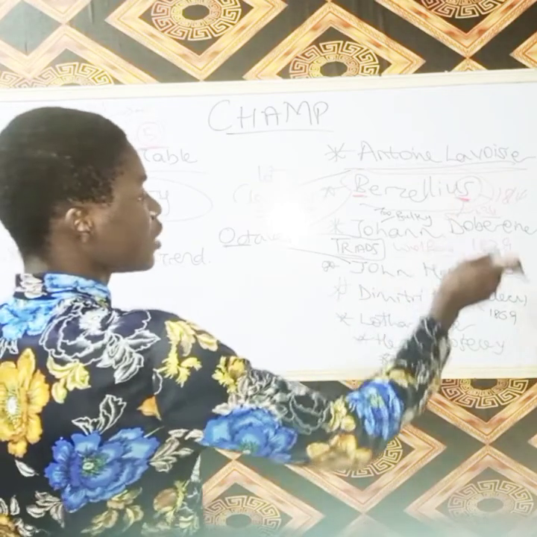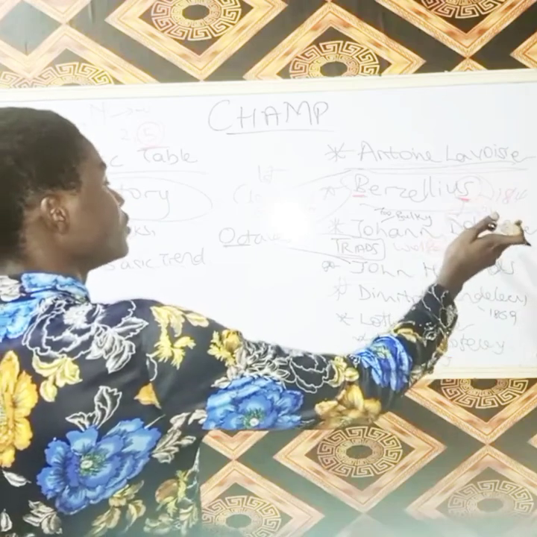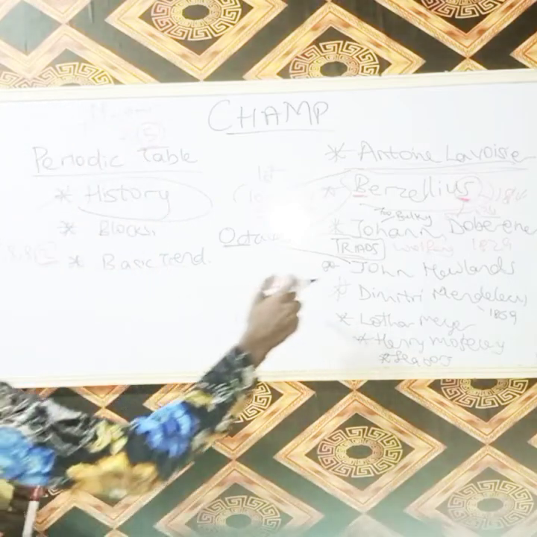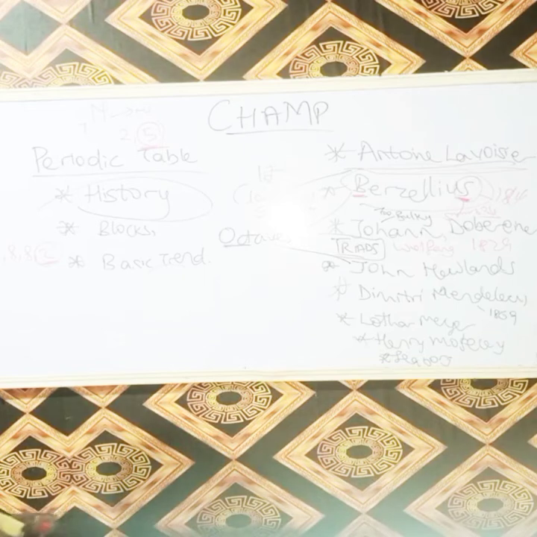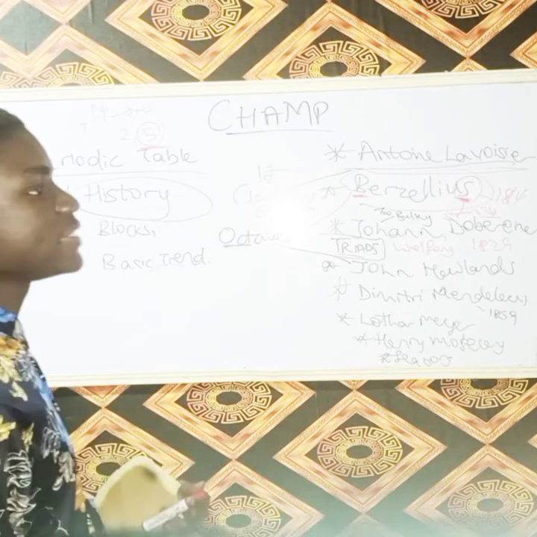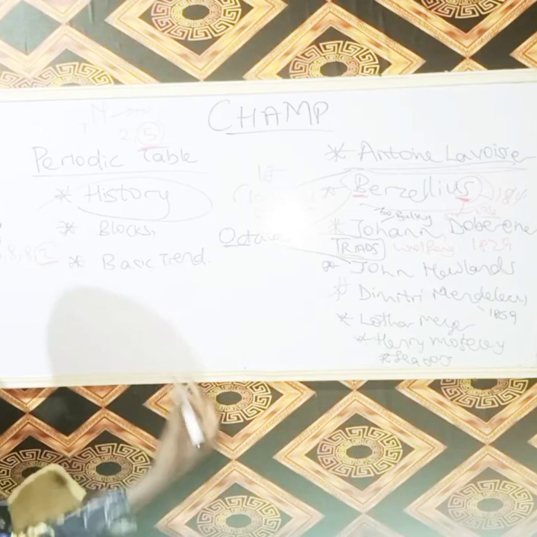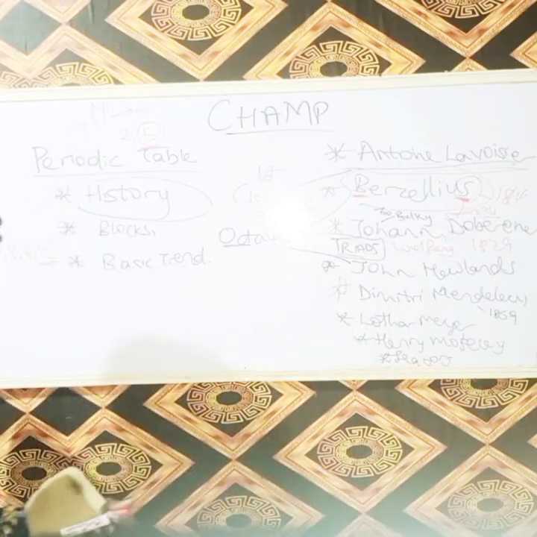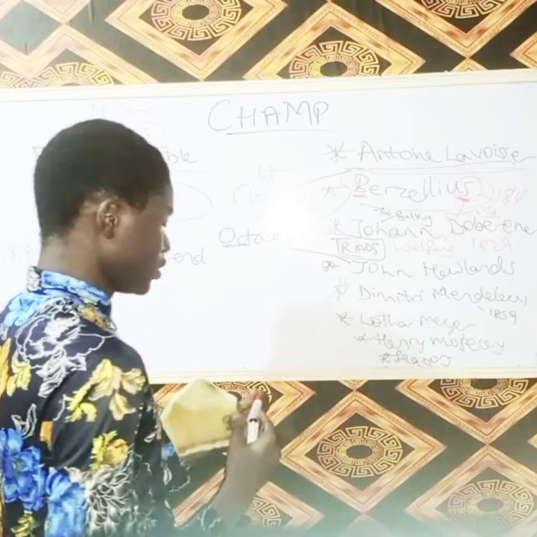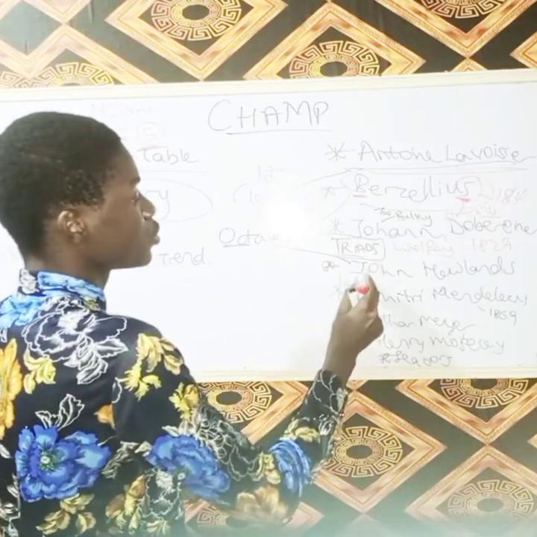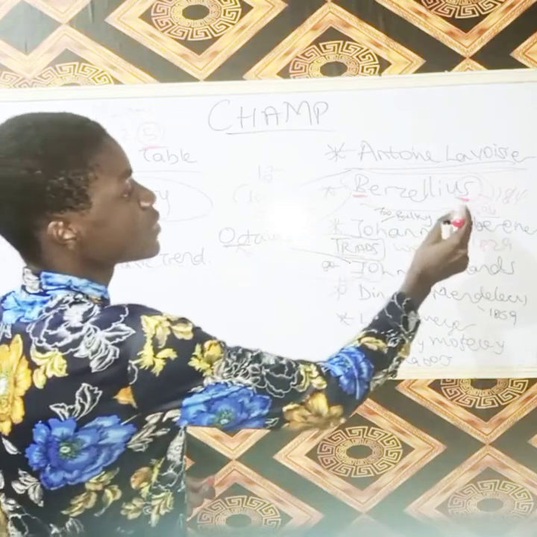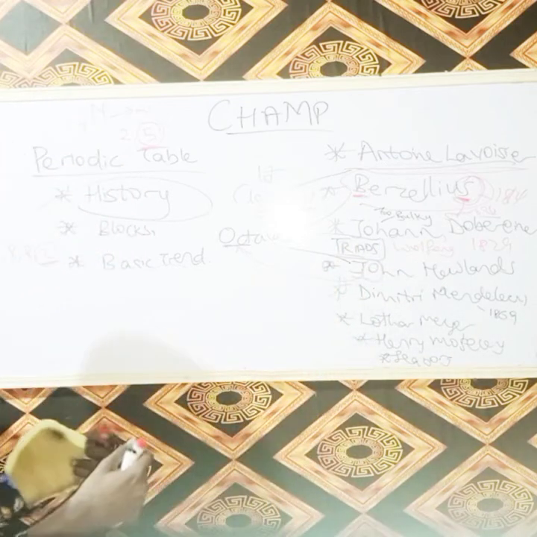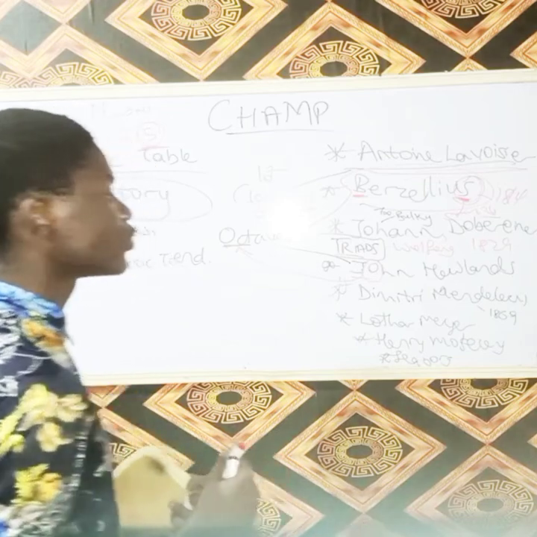Yes, so John Newlands did his own work between these years. I can't remember the exact year. I think 1880 something. So John Newlands postulated the law of octaves. What he meant was that after every 8 elements, there's a recurring property. Yes, so that was what John Newlands did. From the name John, you check it out. John is the middle one, octaves. Can you see Berzelius? He worked on symbols. Johann Döbereiner, he worked on the law of triads. Okay, yes, let's move on now.